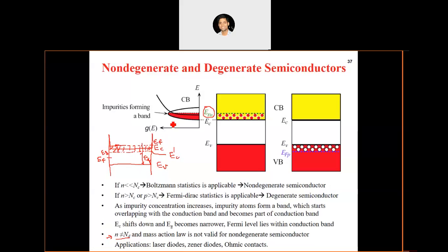In this case, all the dopant atoms will not be ionized, because some of them will be forming bonds between themselves. And if they are forming bonds between themselves, then they don't have an extra electron, right? So they will not be ionized. And that is why even the mass action law is not valid. These degenerate semiconductors don't follow the mass action law.